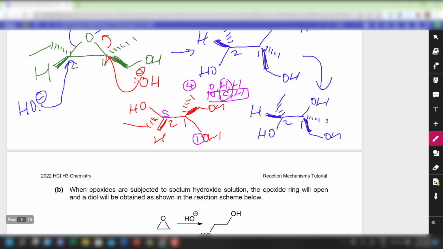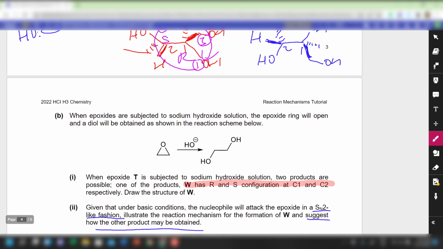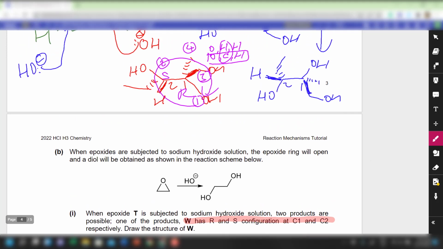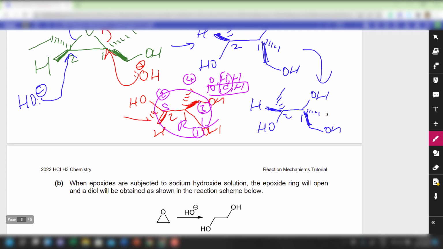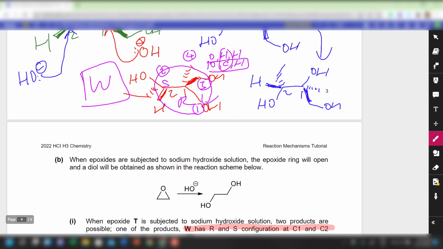Okay, so carbon number 2 will take on a higher priority. So this is second priority. This will be the third priority. Lowest priority group pointing away from us, so this will be clockwise, so we'll take on R configuration. So if you take a look at the question, W has R configuration at C1, S configuration at C2. So this will be my W. Okay, so we have answer B part 1. So my W is the structure in red.